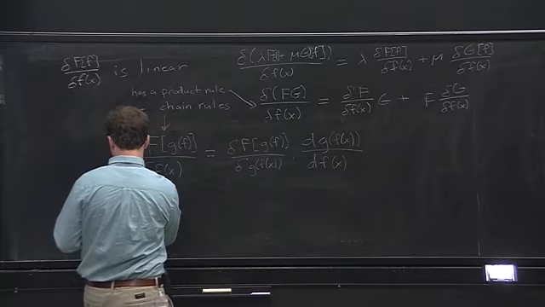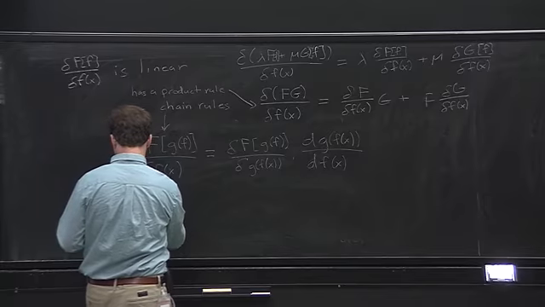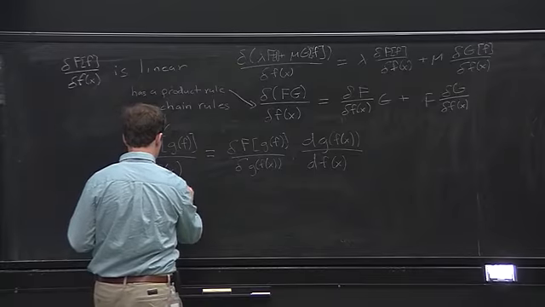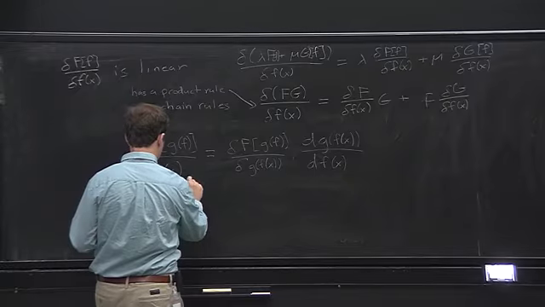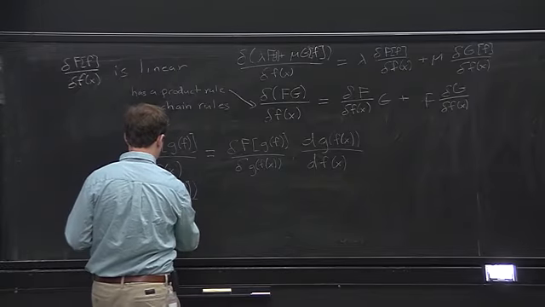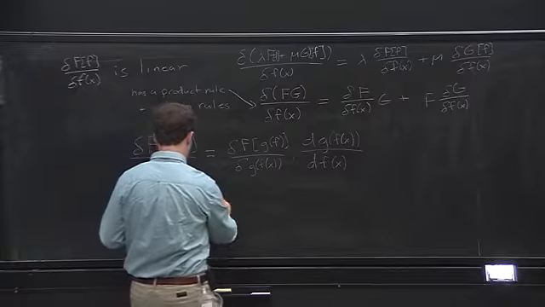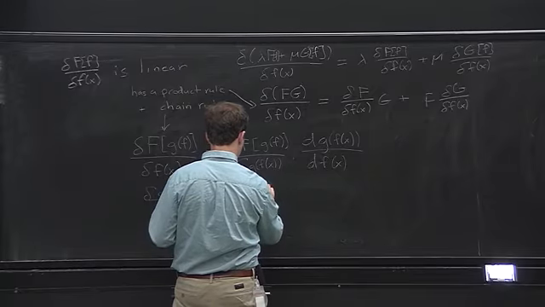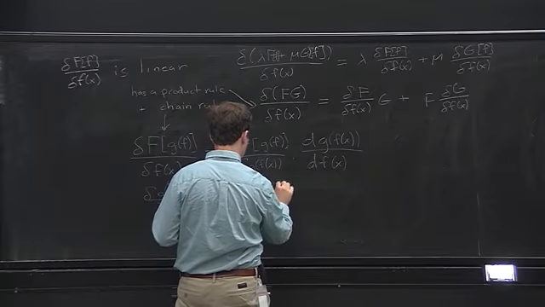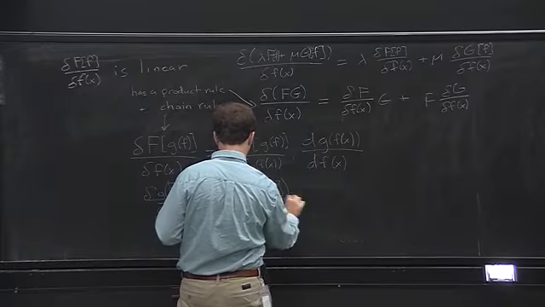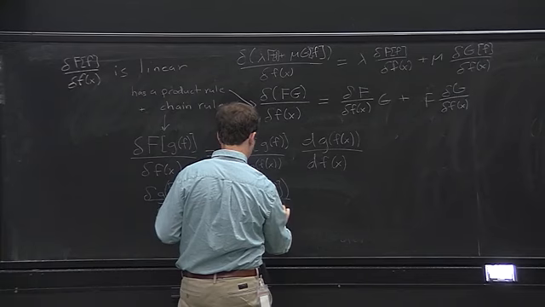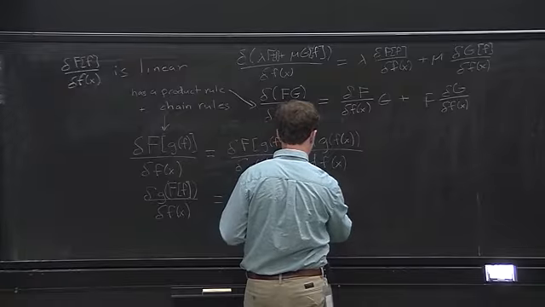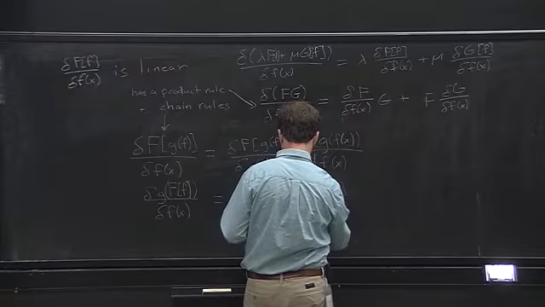And the second chain rule is if we have a function of a functional, we can compute that as the derivative of g with respect to f of f times the functional derivative of f with respect to f.